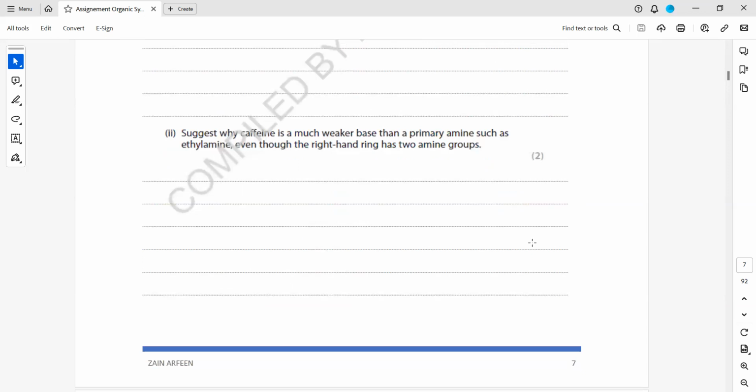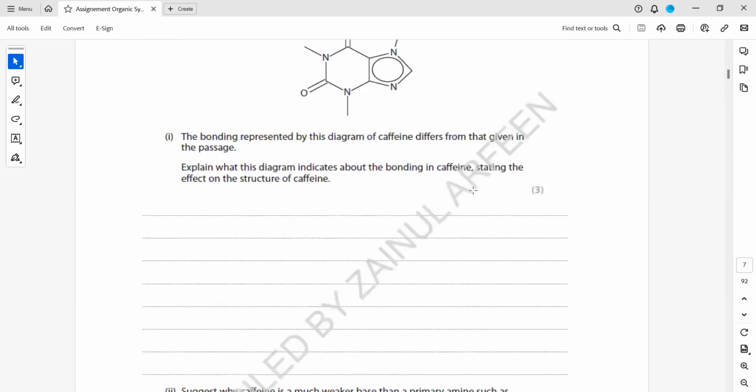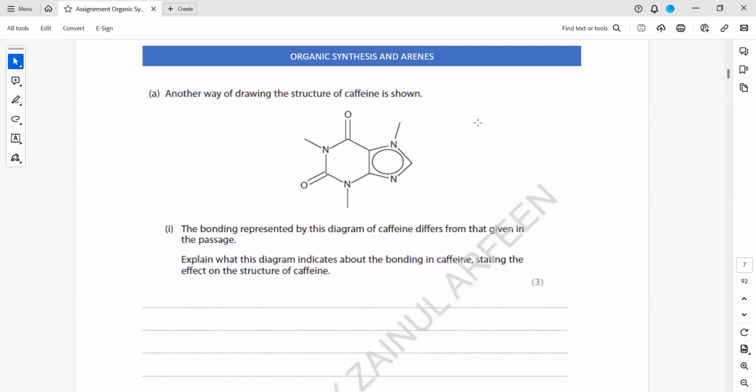Suggest why caffeine is a much weaker base than a primary amine such as ethylamine, even though the right-hand ring has two amine groups. So you can see the two amine groups. What is the meaning of a base? A base is a proton acceptor, and how it accepts a proton depends on the lone pair. But if you see this caffeine, the lone pair is actually involved in the bonding. That lone pair is involved in forming a pi electron system.